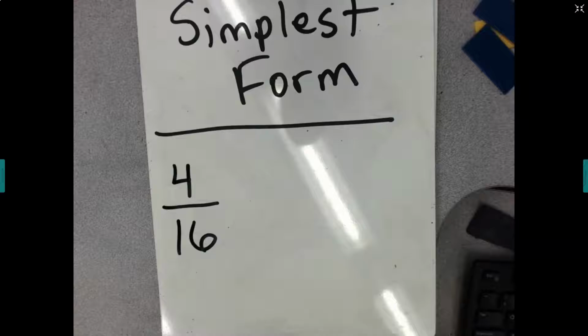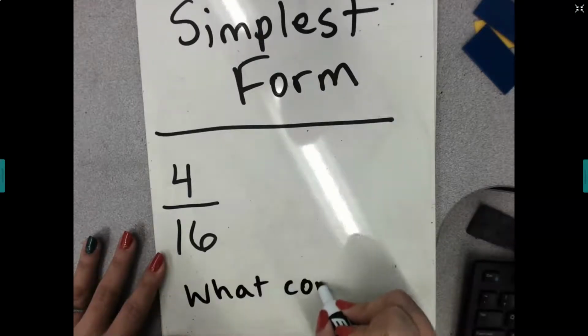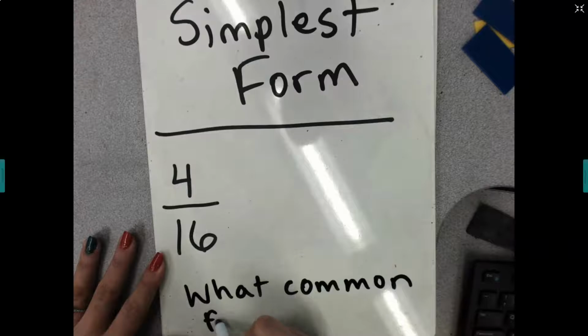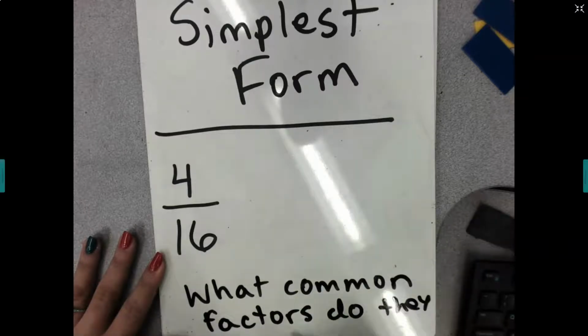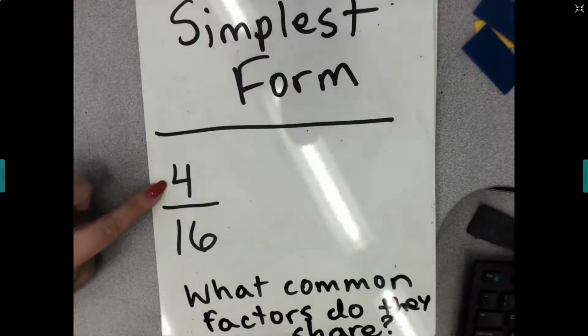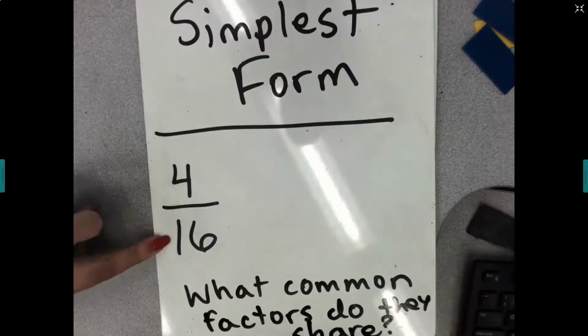I've got 4/16 here. If I want to write it in simplest form, the first question I ask myself is what common factors do these two numbers have? Okay, so I can divide 4 by 2. I can also divide it by 4 because the factors of 4 are 1, 2, and 4. And then the factors of 16 are 1, 2, 4, 8, and 16.